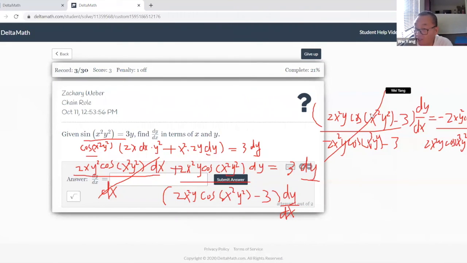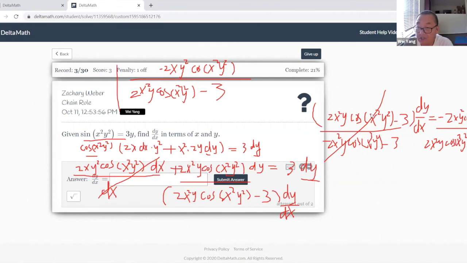The final answer now, let me write here clearly. That will be negative 2x y squared cosine of x squared y squared, then divided by 2x squared y times cosine of x squared y squared, then minus 3, okay? This one's the answer.